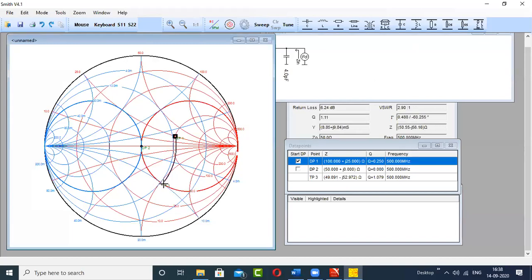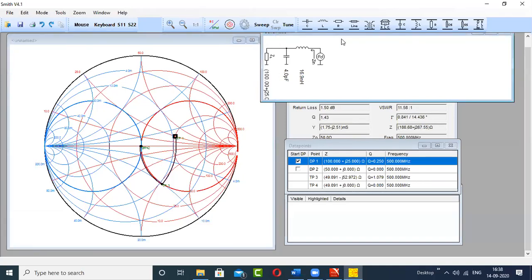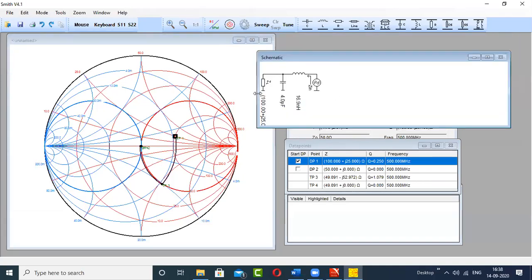So now this time I will be moving on what? This impedance circle and in clockwise direction. So one series inductor is required here. So I have reached the center of the Smith chart. Okay. So you can see that L is replaced with C, and C is replaced with what? L. And the impedance transformation is done.